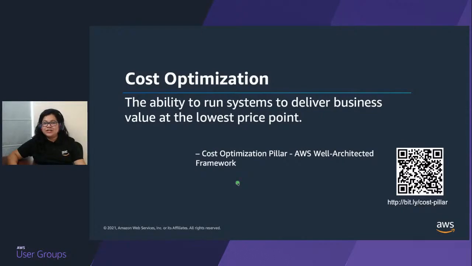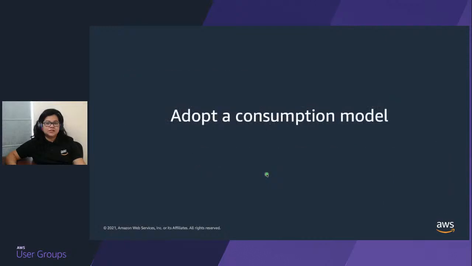So the idea is not to stop using AWS, but use it in a better way. So let's look at some of the design principles. The first is adopt a consumption model, right? Pay for what you consume and not just creating resources. For example, let me give you a layman example, right?